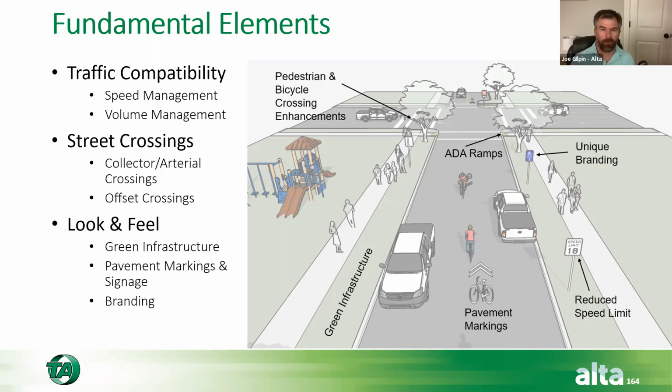So we need to be thinking about what we can do to make it comfortable and safe for people to get across the street without attracting more motor traffic to that area that's going to degrade the benefits that we've already gained. So these are the three categories that we're going to talk about today. We're going to talk about traffic compatibility, what we can do to reduce the number of vehicles and the number of passing opportunities that happen.